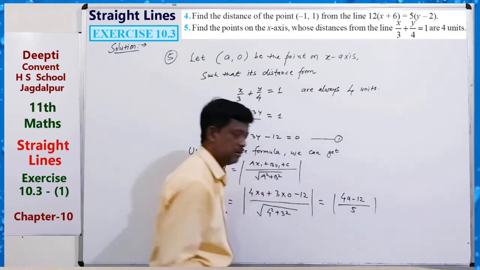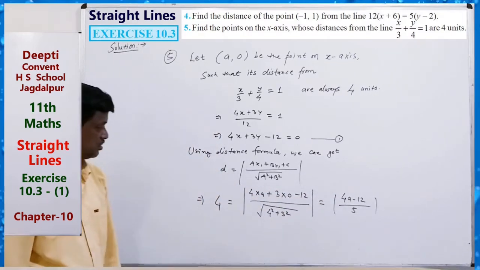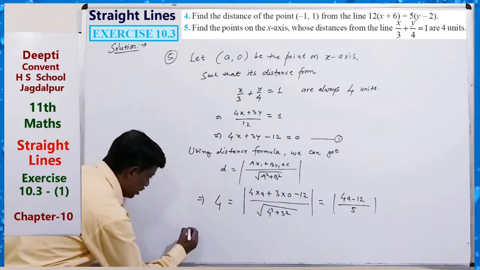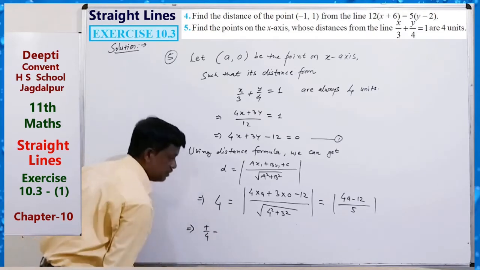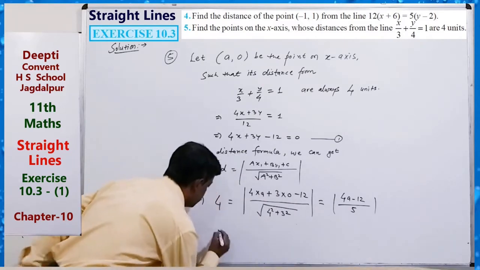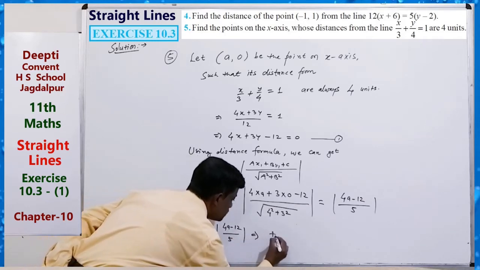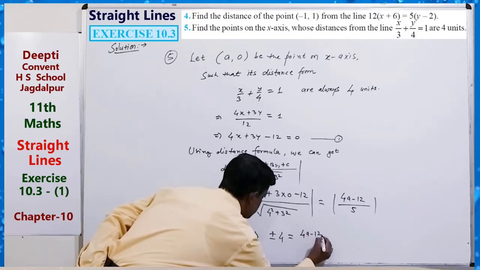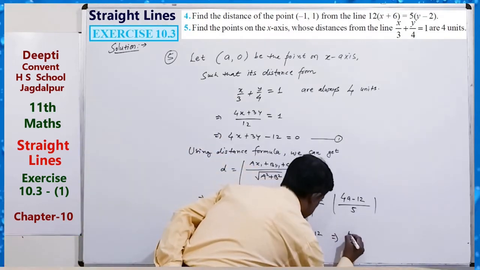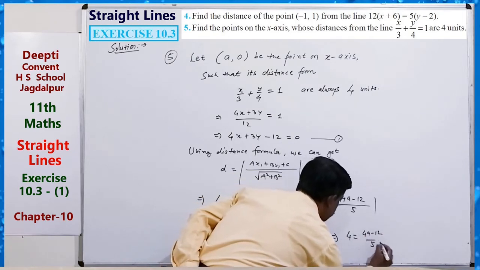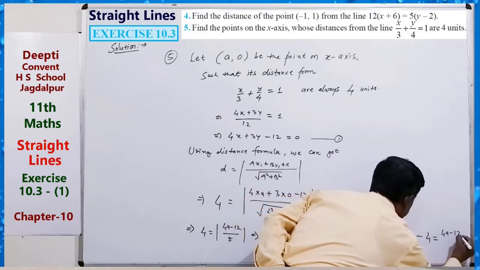Here a is a constant parameter, so this is equal to the modulus of this. We have to take one time the positive sign and one time the negative sign. So plus minus 4 is equal to 4a minus 12 upon 5. So 4 equals 4a minus 12 upon 5, and minus 4 equals 4a minus 12 upon 5.